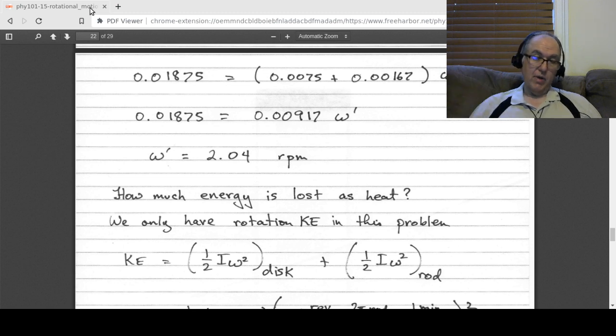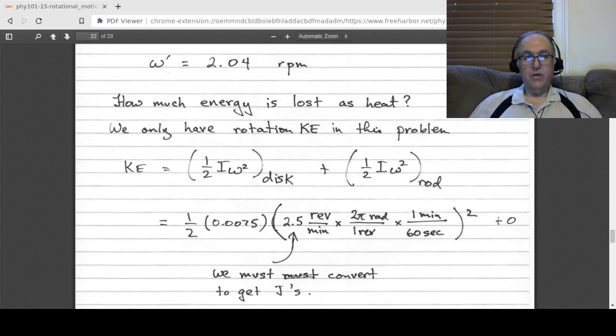The rod is spinning in place around their axis, and so all you have is the 1/2 I omega squared. The total energy here is just the rotational kinetic energy of the disk plus the rotational kinetic energy of the rod. In this case, we do have to convert from RPM to radians per second, and the reason is that we want our answer to come out in joules. If we don't convert, we're going to have some really weird energy units.